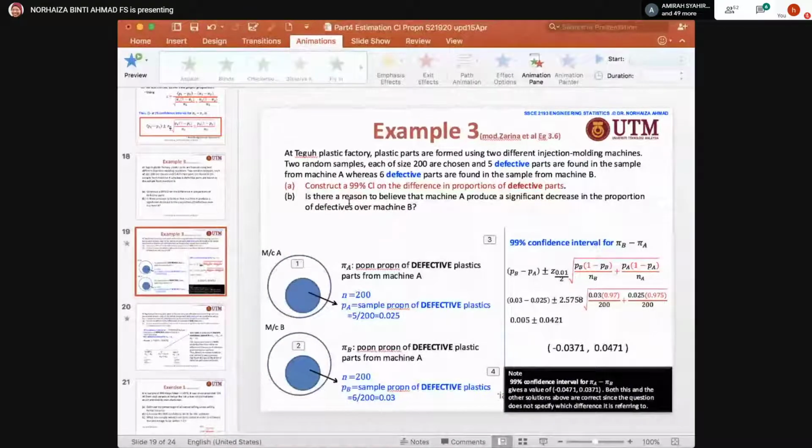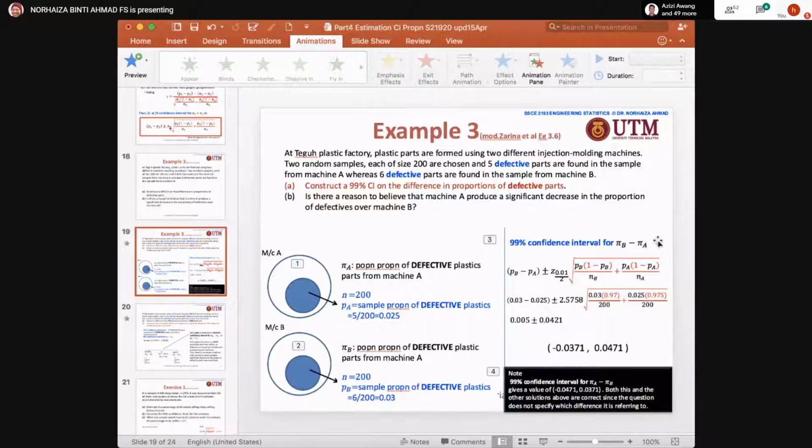So is there a reason to believe that machine A produced a significant decrease in the proportion of defectives of machine B? Why is this question asking that? Because if you look at the sample proportion, you see that the defective for machine A is slightly less than B. But you're not going to base your answer on the sample. You're going to base your answer on the confidence interval that you have already constructed.